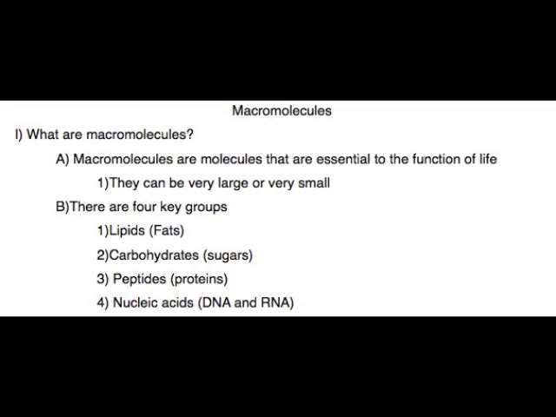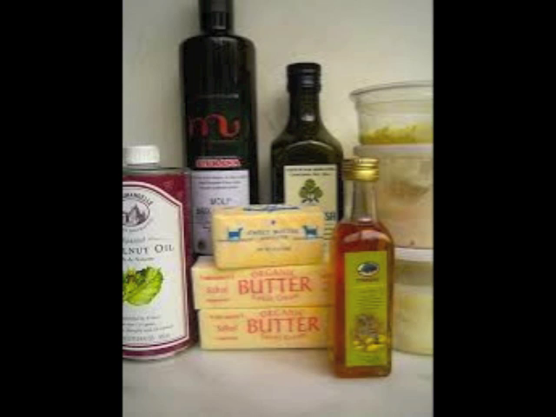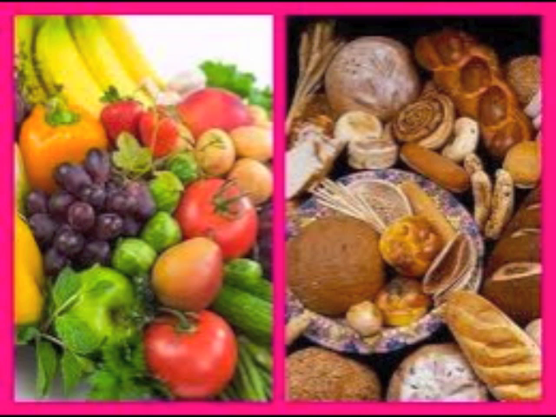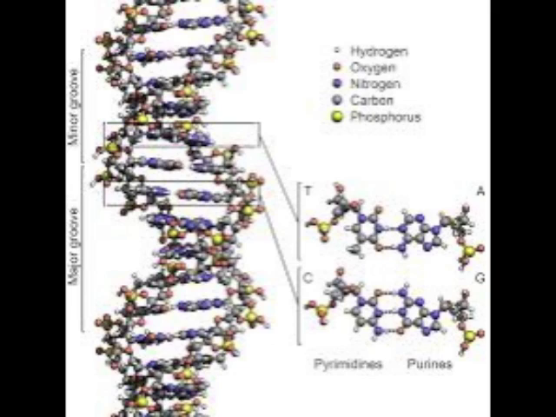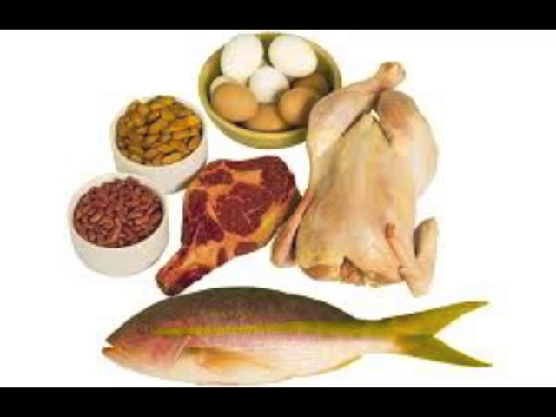The sizes can vary from shape to shape depending on the macromolecule. There are four key groups: lipids (fats), carbohydrates (sugars), peptides (proteins), and nucleic acids (DNA and RNA). These four groups of macromolecules are essential to the survival of life. We will be looking at each one in depth much later in this unit. However, for right now, understand that these four components make up the building blocks upon which all life is based.